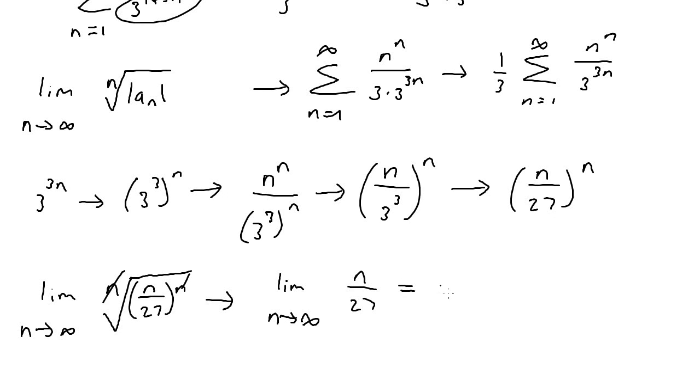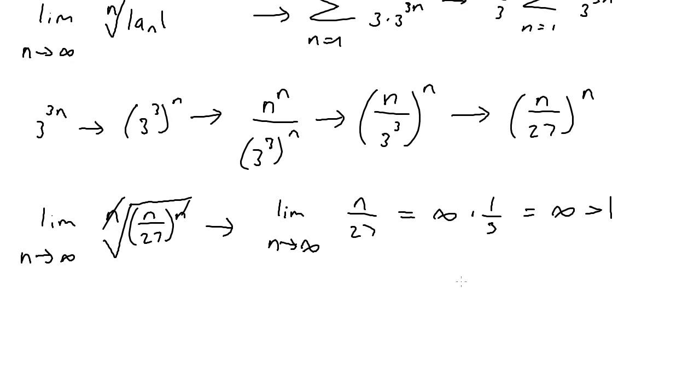diverge to infinity. And don't forget, we do have that 1/3 that we factored outside the series, so if you want to factor that in, you can. We have infinity times 1/3, but it doesn't matter because that'll still equal infinity. Infinity is greater than the value of 1, which means this specific series will diverge by the root test.